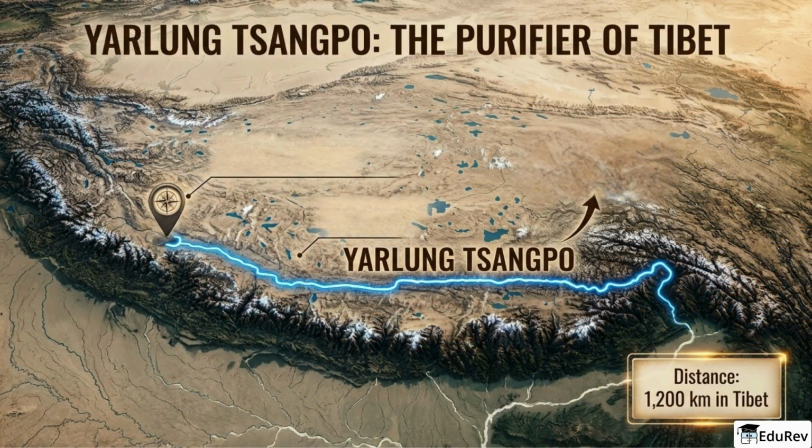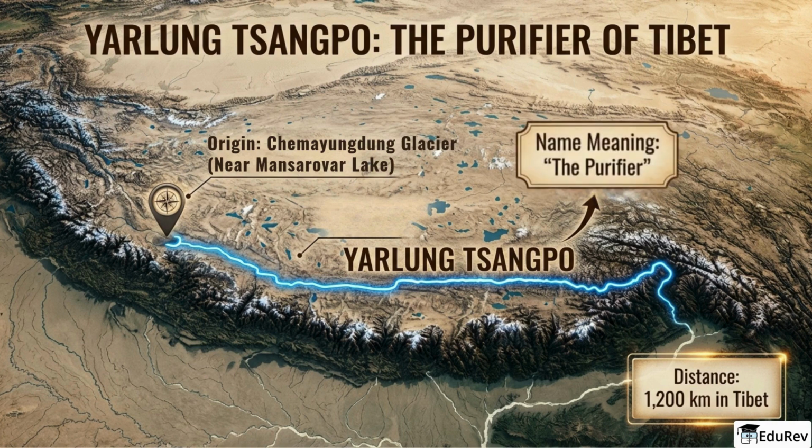From the purifier of Tibet to the Dakshin Ganga of the south. Start with the Brahmaputra before it is called the Brahmaputra. In Tibet, it is the Yarlung Tsangpo. Its origin is the Chamayungdung Glacier near Mansarovar Lake. Its name means the purifier. Now notice the environment. This Tibetan stretch is dry and flat, so the river carries a low silt load here. And before entering India, it travels about 1,200 kilometers in Tibet.